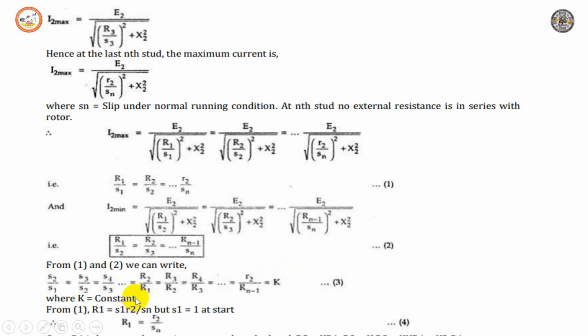Now we know that K is constant, but at start S1 is equal to 1. So when you relate this, R2 by R1 is equal to K. R2 is equal to K into R1. But at start, R1 by S1, R1 is equal to S1 into R2 by Sn. If you take these two equations, R1 by S1 is equal to R2 by Sn, but at start S1 is equal to 1. Therefore, R1 is equal to R2 by Sn.